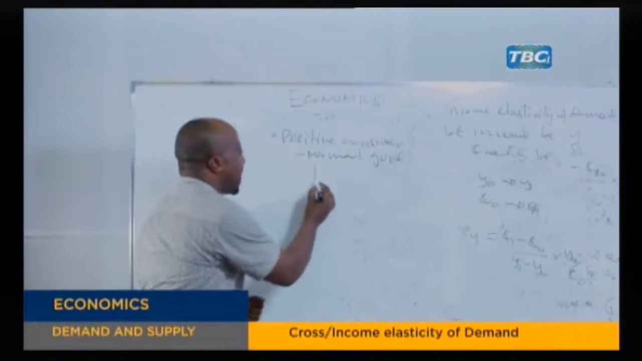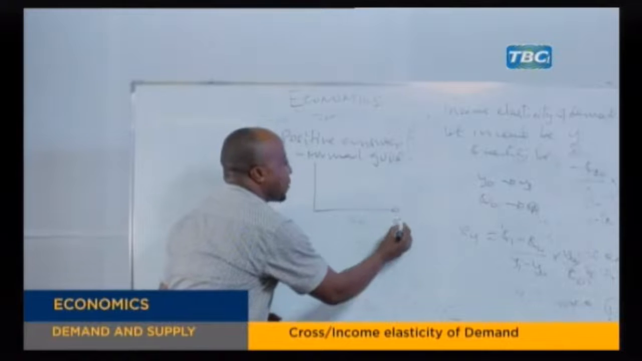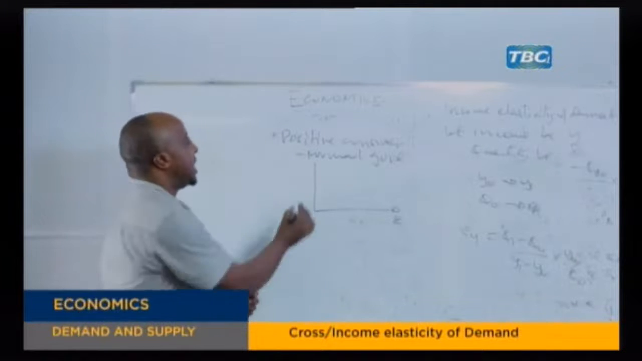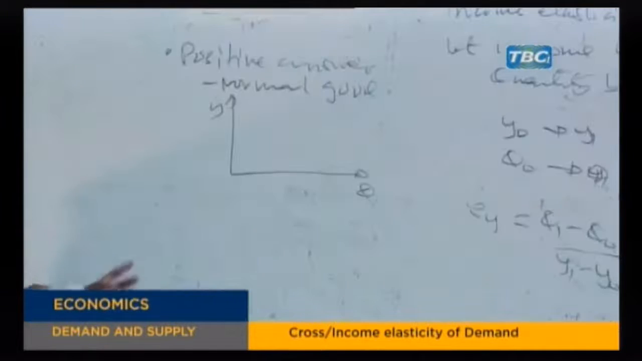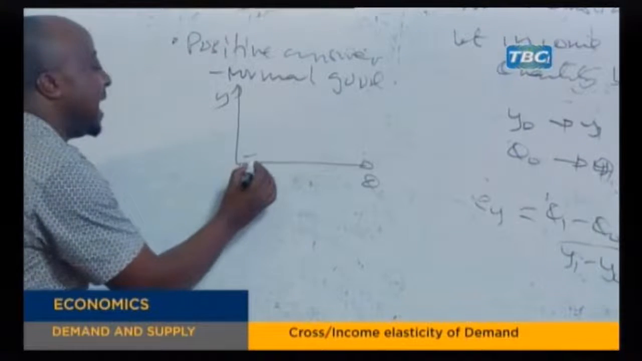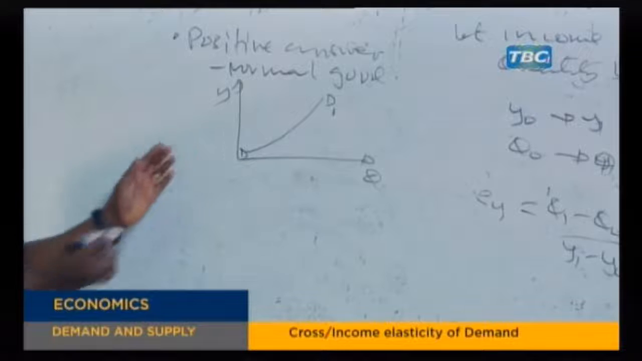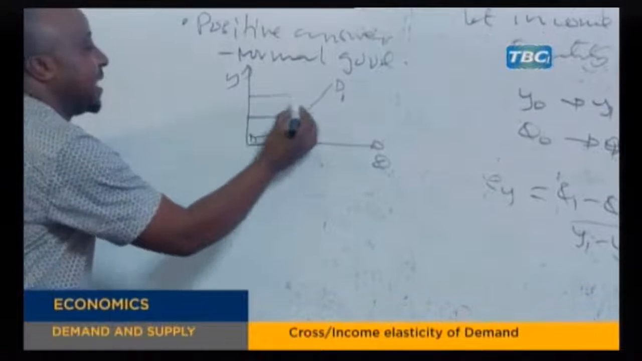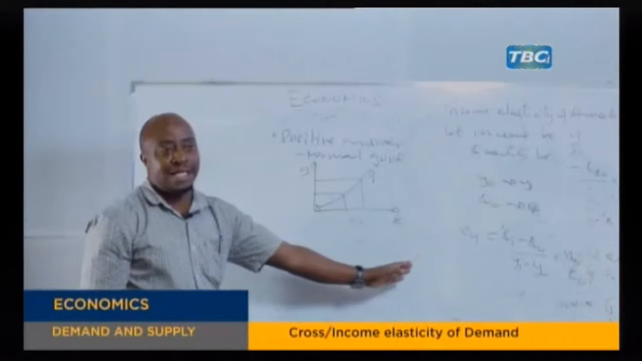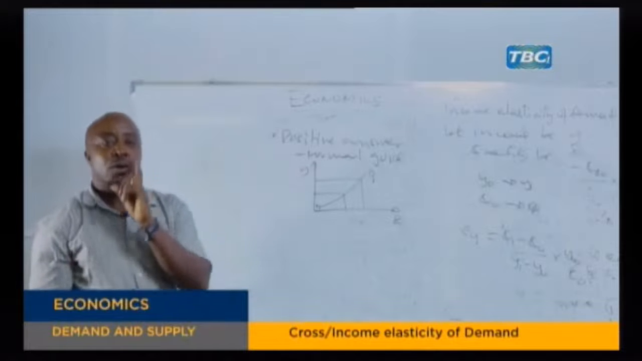For example, you can draw it on a graph. This is the quantity of any good. This is the income you have. So if you get a positive answer, the demand will be like this, meaning that as income increases, demand will also increase because it is a normal good.